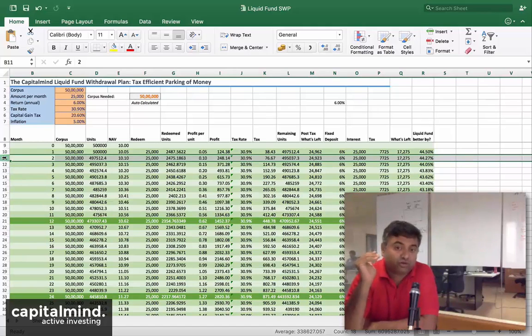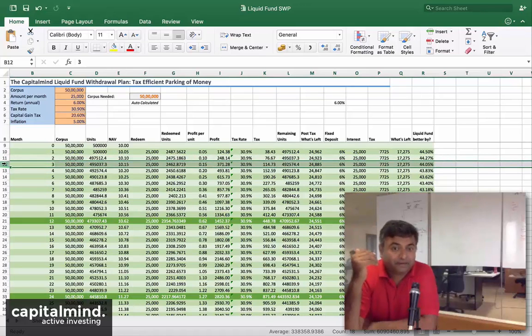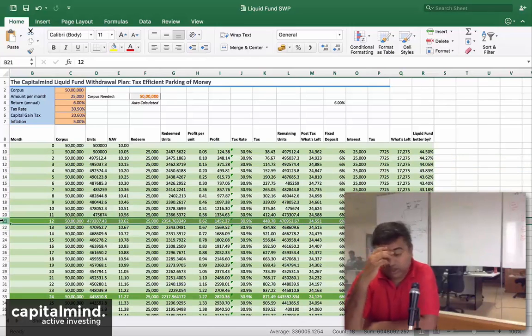The first month you took out 38. Again, this is far more efficient than a fixed deposit. The third month, similarly, you sold at 10 rupees 15 paisa. There are a lesser number of units, 2462 units this time, and your profit is 371 rupees, and 30.9% of that is still only 114.